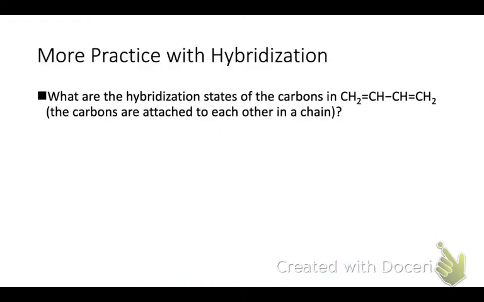What are the hybridization states of the carbons in the following molecule? The carbons are attached to each other in a chain. Let's draw this molecule together. There is a carbon that has 2 hydrogens, then a double bond to a carbon that has 1 hydrogen, then a single bond to a carbon that has 1 hydrogen, and a double bond to a carbon that has 2 hydrogens.